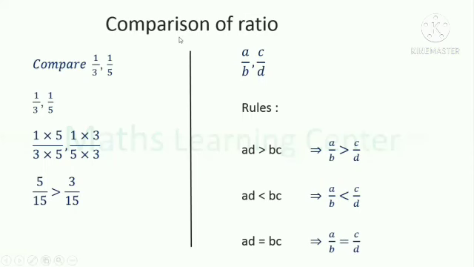So in this exercise, we are going to discuss comparison of the ratio. There are two methods for comparison. First method is the LCM method, and the second method is according to the given rules, that is cross multiplication. So let us discuss one by one.